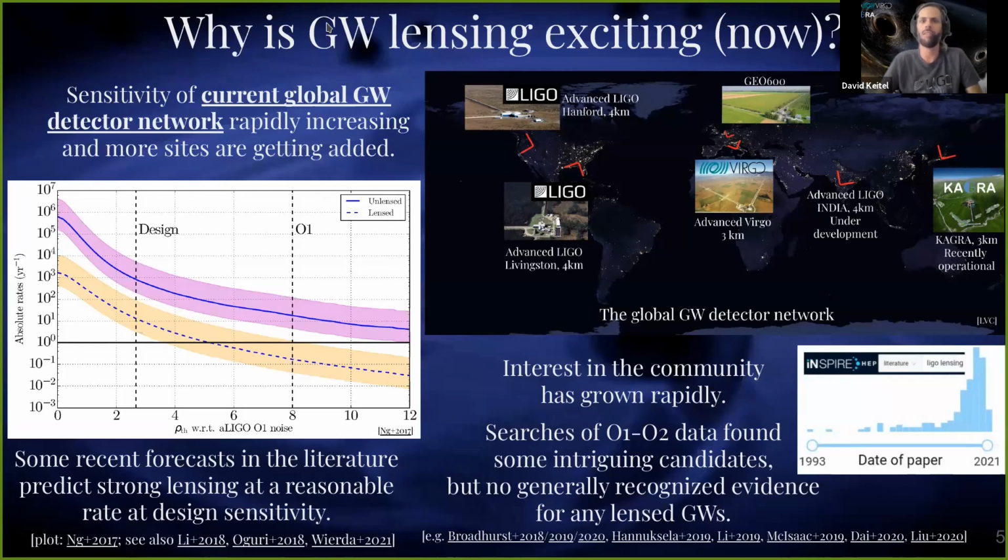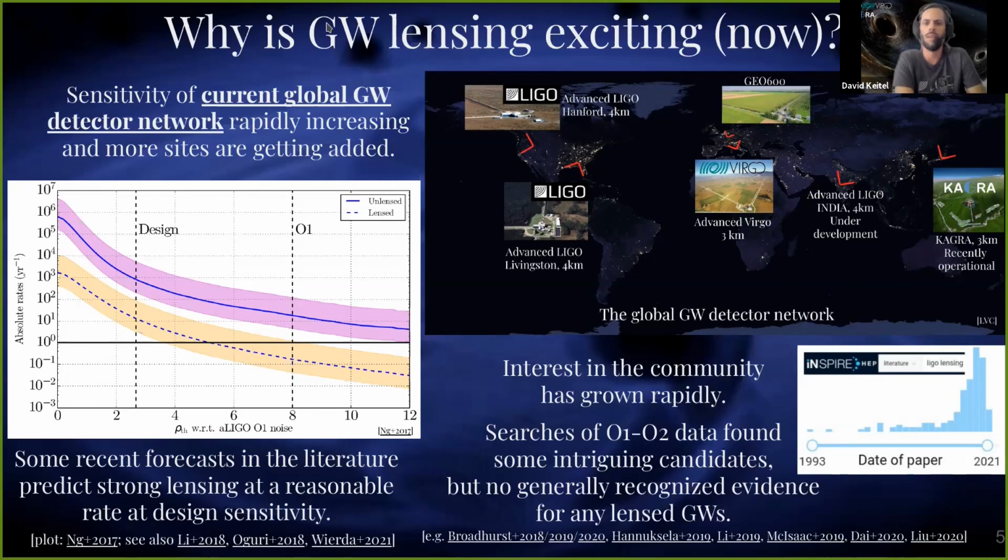So this current network that I mentioned before is rapidly increasing the sensitivity of each of the detectors from observing run to observing run, and also more detectors are getting added. And so we get more events and more sensitivity to rare effects. One of these rare predicted effects is lensing. Some of the recent forecasts in the literature, for example this plot from et al., have a prediction that at design sensitivity, so just a year or a few from now, we will have thousands of gravitational wave detections in a single observing run. And from those, we would expect a handful of lensed events for the first time.